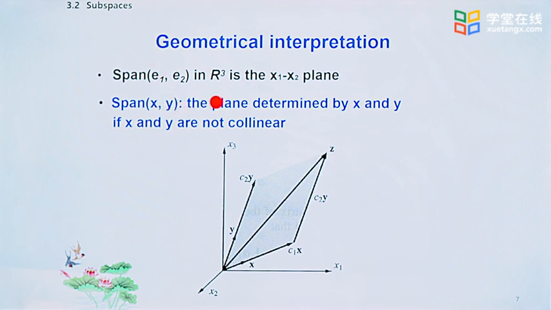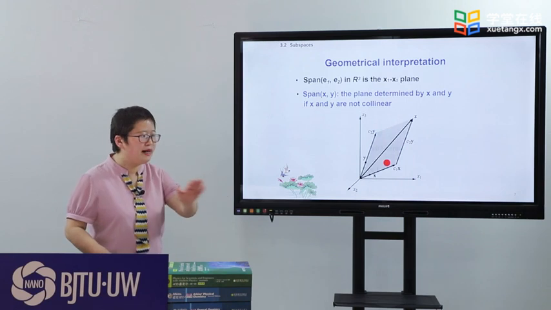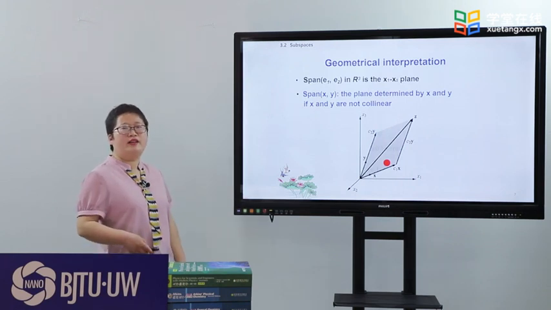Okay. Now let's look at some geometrical interpretation. Span of E1, E2 in R3 is just the x1 x2 plane. And if you have two arbitrary vectors x and y which are not collinear, not in the same line, then the span of x and y is a plane determined by x and y. Given these two vectors x and y, the span will be the plane passing through these two vectors.